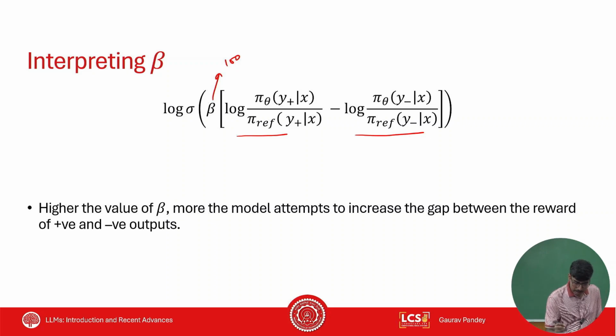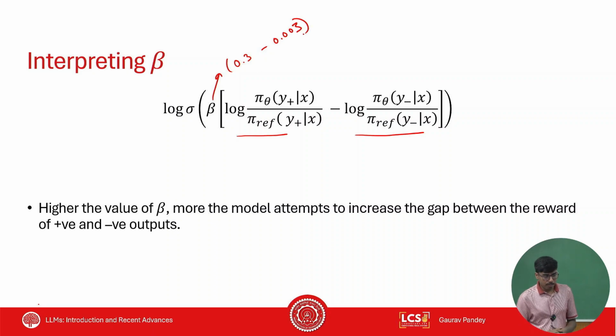Generally, depending on the length of your outputs, it will be somewhere between 0.3 to 0.003 actually, depending on how big your lengths are. So it's a huge range, and you'll have to find the optimal beta for your purpose that makes the model train.